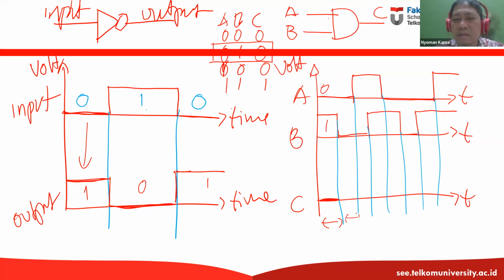Now, the next part of the signal, 0 and 0, 0, 0, the output will become 0. 1, 0, the output will become 0 also. 1, 1, now the output will become 1. And then 0, 1, the output will become 0. 0, 0, the output will become 0. 0, 1, the output will become 0. 1, 1, the output will become 1. So the output signal of C is something like this.